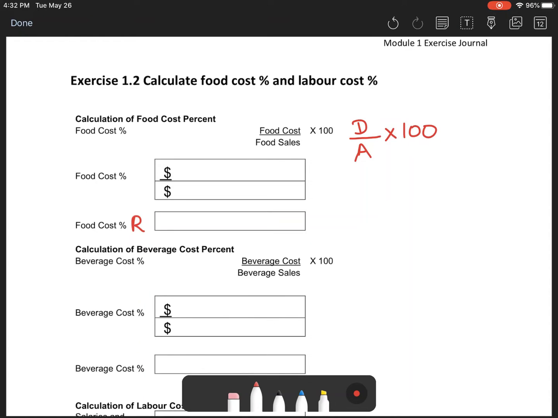So if you had to put the numbers in, 382,337 divided by 1,130,874 into 100. So let's do that calculation.